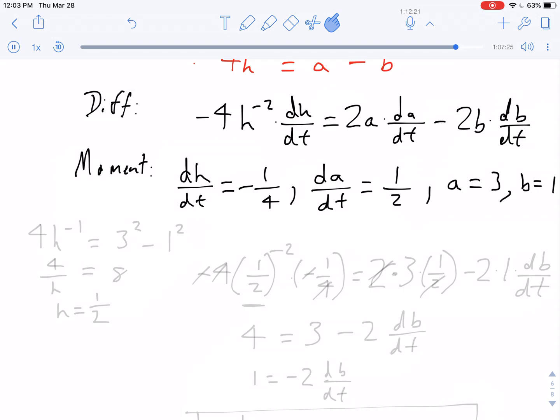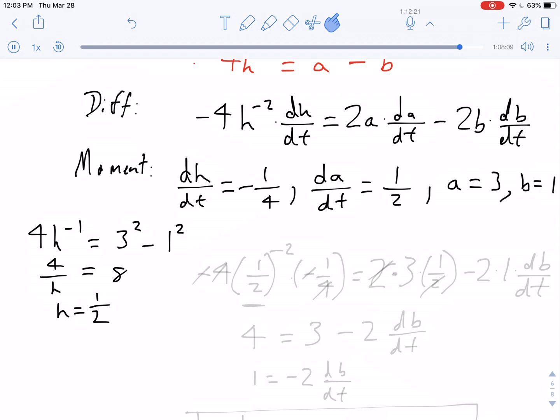The other thing that I need is H. So how do I find H? Well, I use our original equation to find H. So I do have to plug it in and solve for H. The original equation being this equals A, which is 3 squared, minus B squared, which is 1 squared. So I'll get 8 equals 4 over H. If I flip everything and multiply by 4, I will get H is 1/2 centimeters.